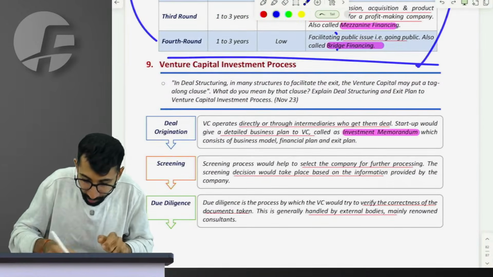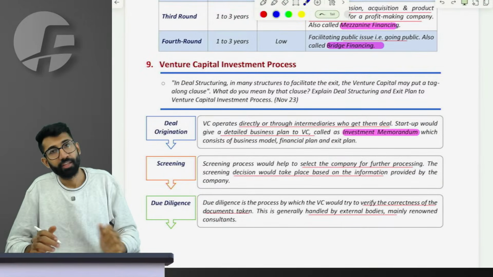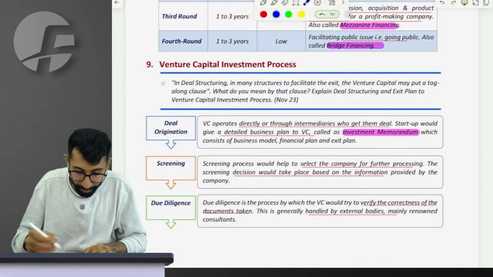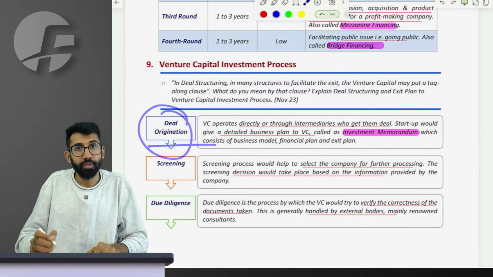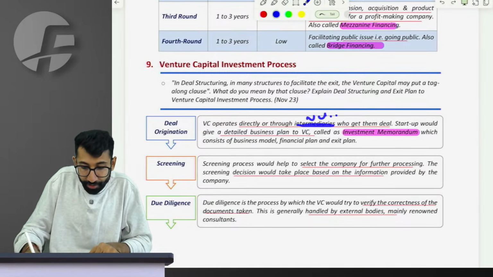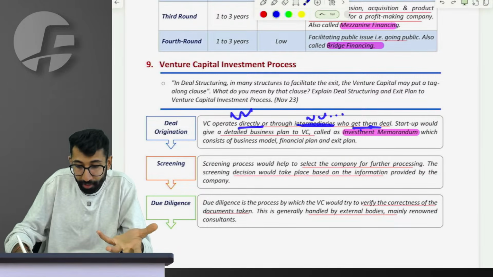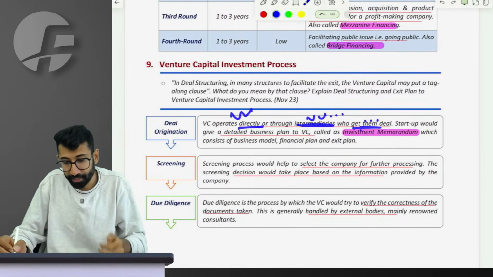Sir, the venture capitalist investment process. Through VC, when you do the investing, what is the entire process? Sir, first is deal origination. There are investment bankers who are the intermediaries, or the VC directly will go to the market to figure out what deals are available, in which startups they can invest.